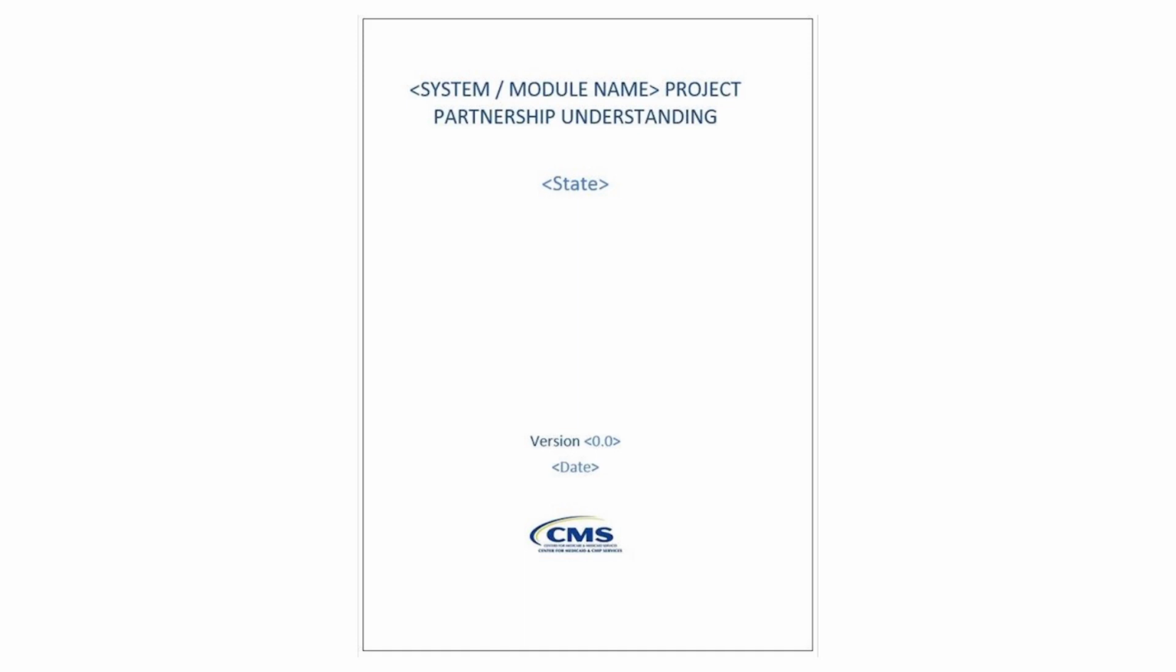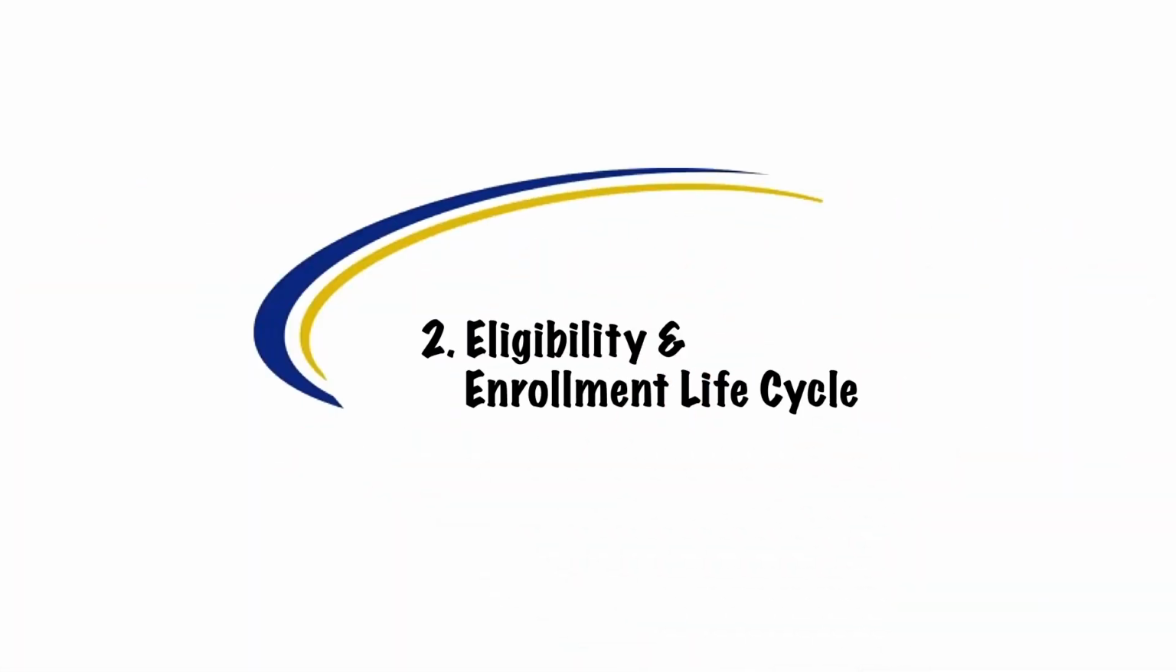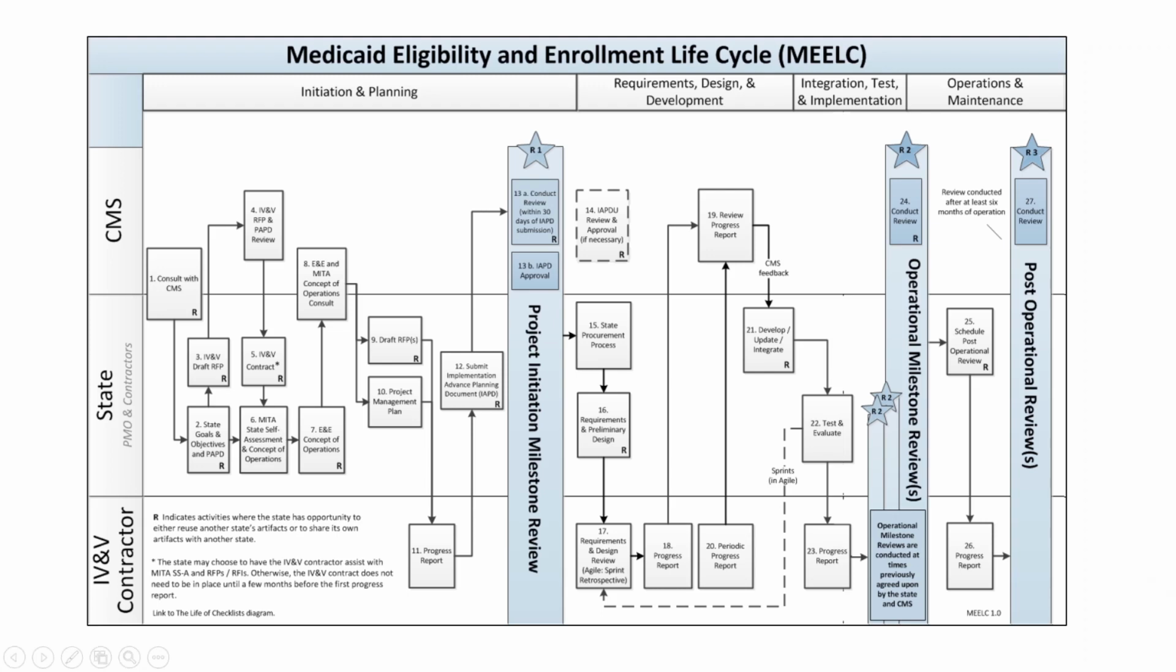Now that we have seen the toolkit components, let's go to Section 2, where we will look at key activities in the lifecycle. In the toolkit, the system E&E lifecycle is shown from beginning to end, but many states are already in the middle of upgrading their systems. A state that has already begun its journey will work with CMS to determine at what phase it enters the process.